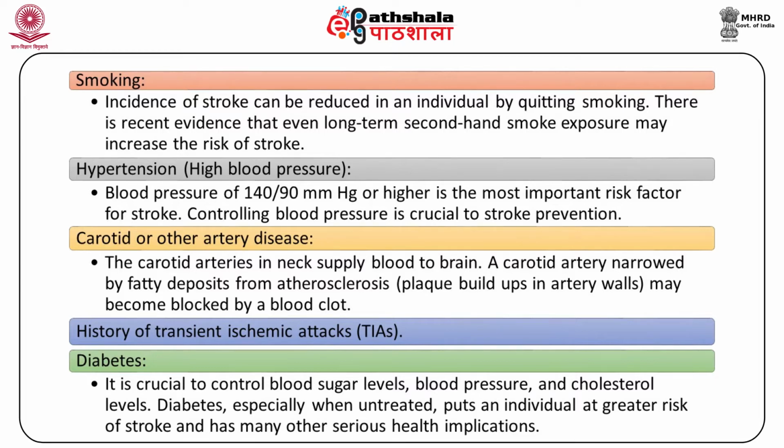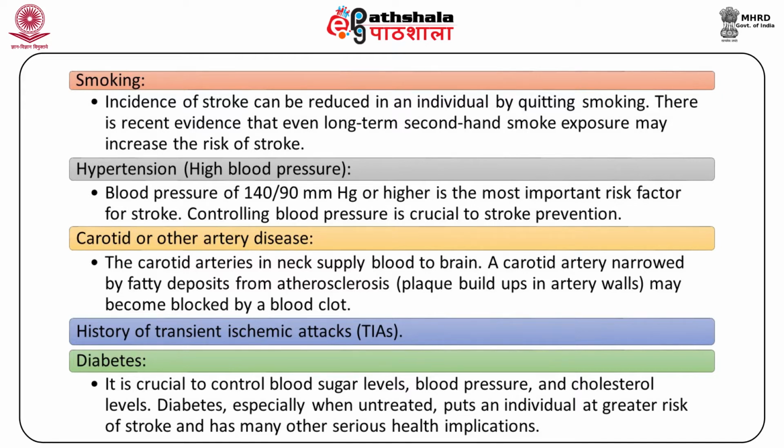Carotid or other artery diseases. The carotid artery in the neck supplies blood to the brain. A carotid artery narrowed by fatty deposits from arteriosclerosis, that is, plaque built up in the artery walls, may become blocked by a blood clot. History of a transient ischemic attack, TIA.